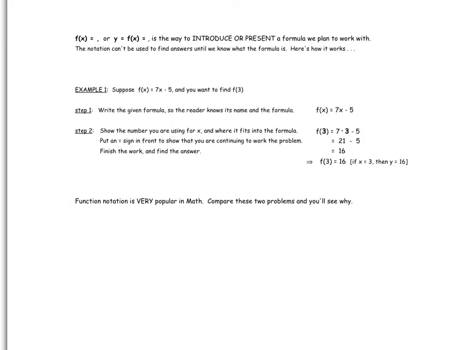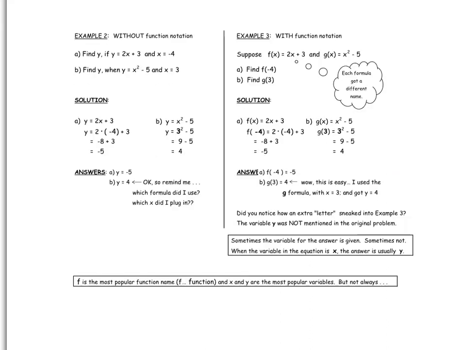Function notation is very popular in math, and when you compare the 2 problems that follow, you'll see why. Example 2 is written without function notation. I tell you in A that I want y to equal 2x plus 3, and I ask you to find the value of y when x equals negative 4. Over here is the solution to the problem. I wrote y equals 2x plus 3 because you always write the equation you're using before you plug in. Then I showed you that I used x equals negative 4. Negative 8 plus 3 was negative 5, so in the answer column I told you that the y you asked me to find was negative 5.